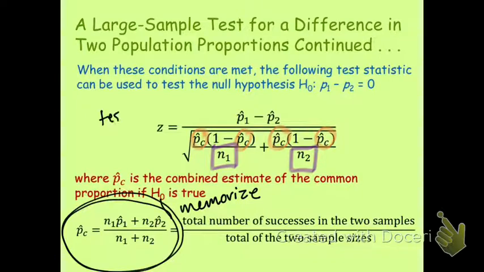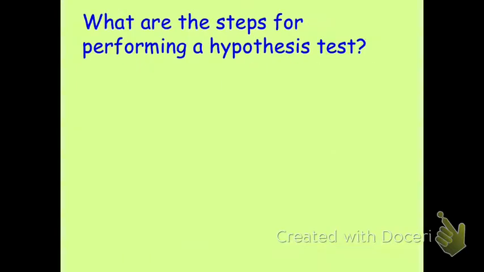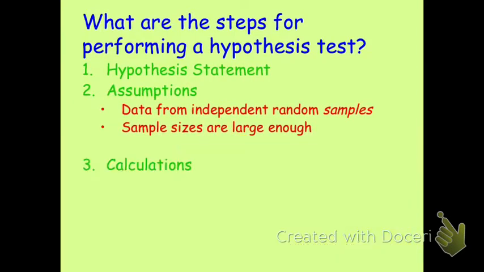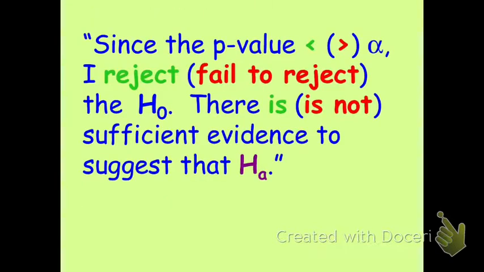So this is my test statistic. Once you get that, the way to find the p-value is still normal CDF, still the same rules that apply. Hypotheses, assumptions, same assumptions, calculations, conclusion. Same conclusion: since the p-value is less than or greater than alpha, I reject or fail to reject. There is or is not sufficient evidence to suggest the alternative. Same thing.